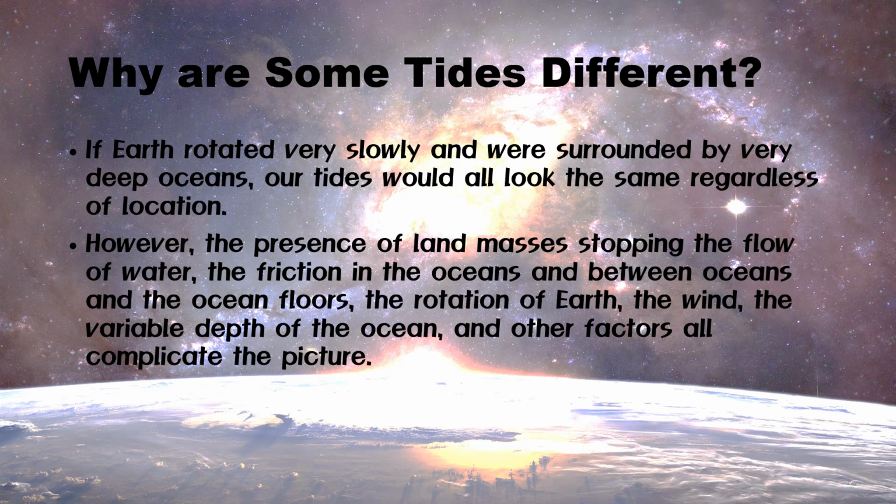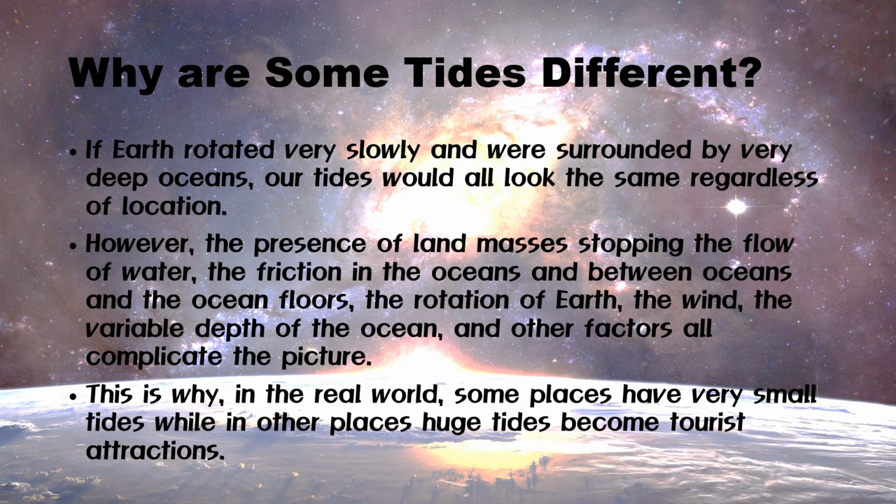And the friction in the oceans and between the oceans and the ocean floors, the rotation of the Earth, the wind, the variable depth of the ocean, and all other factors really complicate this picture. If, let's say, our tides could move, let's say the high tide and low tide, a 10-meter shift each time, then that would be great if things were all consistent. But because of the way our planet is set up, we don't have that same consistency. So that's why some locations might have different tides. This is why in our real world, some places have very small tides, while at other places, huge tides can actually become tourist attractions because of the huge difference between the high and low tide.